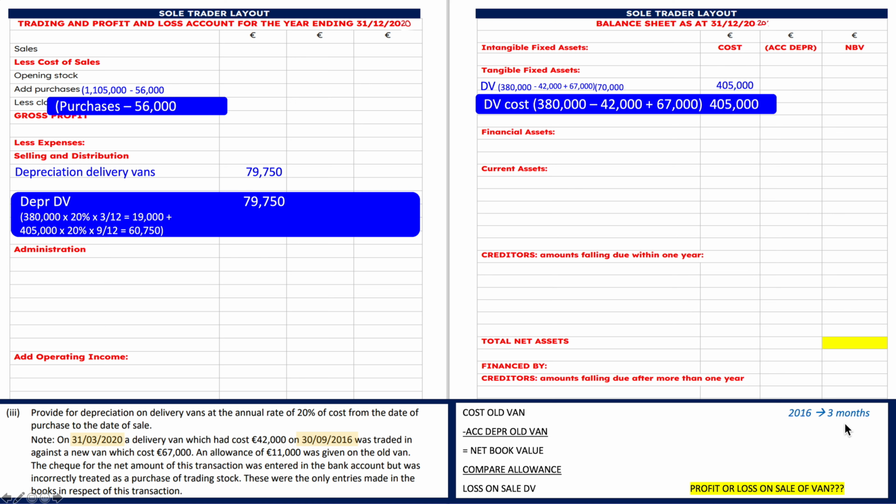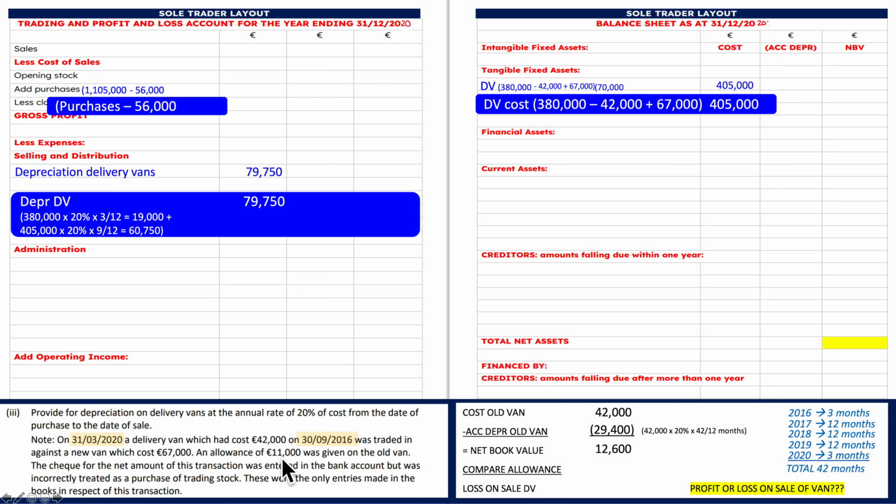So 2016 we had it for 3 months, 2017 12 months, 2018 12 months, 2019 12 months, 2020 3 months. Altogether that is 42 months. So the cost of the old van was 42,000. Then we take away the accumulated depreciation. So that is 42,000 by 20% by 42 over 12. And that is 29,400 euro, giving us a net book value of 12,600.